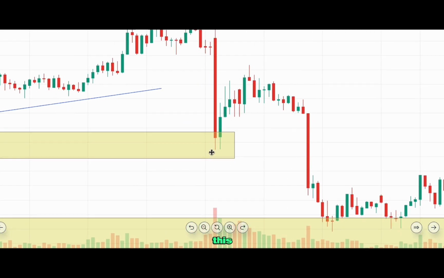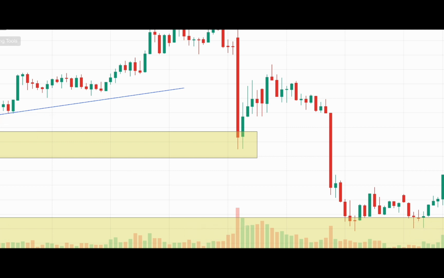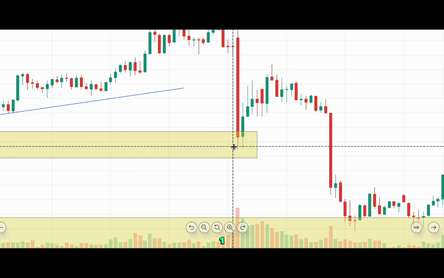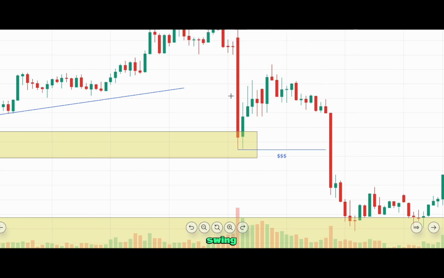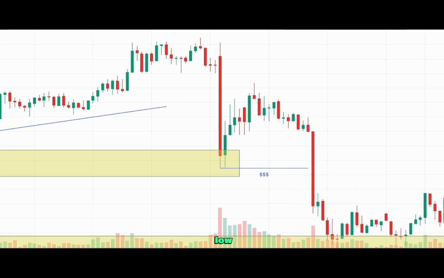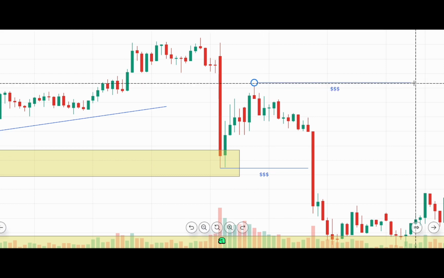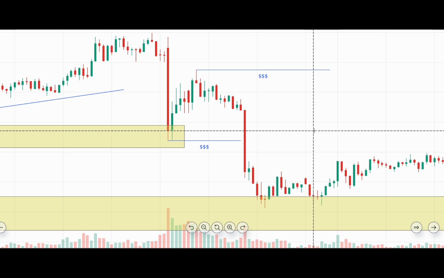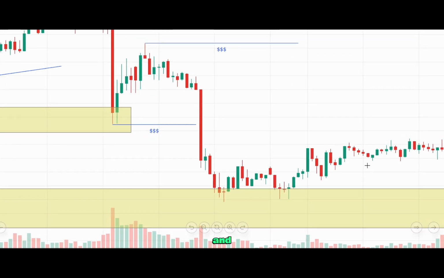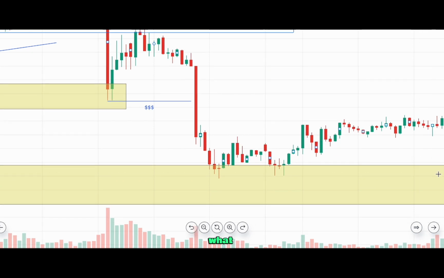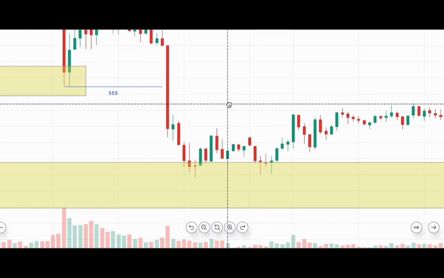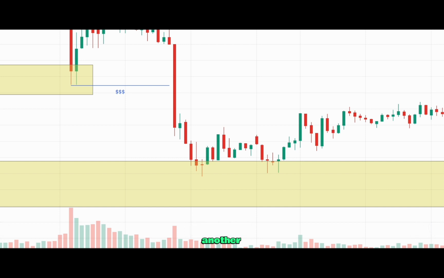And what is this liquidity? So this is the type 1 liquidity, where we call it a swing low, right? Swing low. And we have another liquidity right here as a swing high. And after touching the zone, what is this pattern? This is another double bottom again.